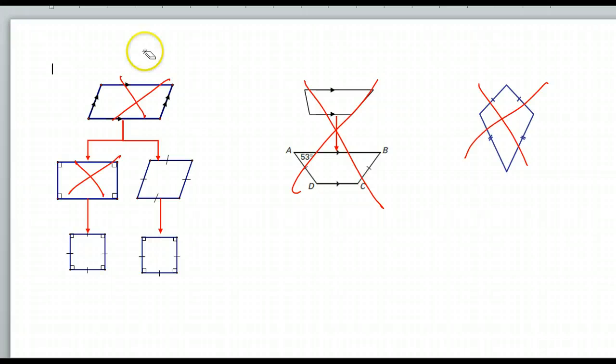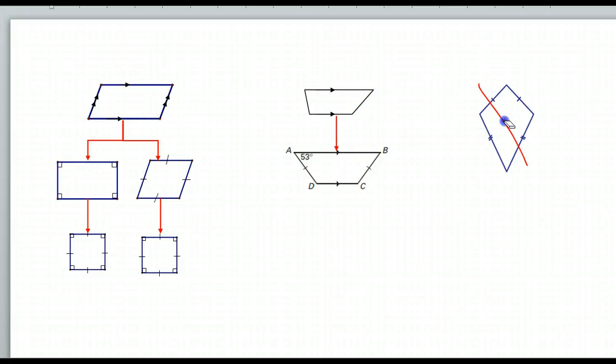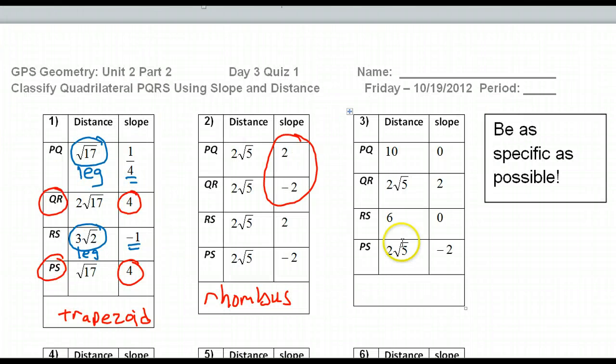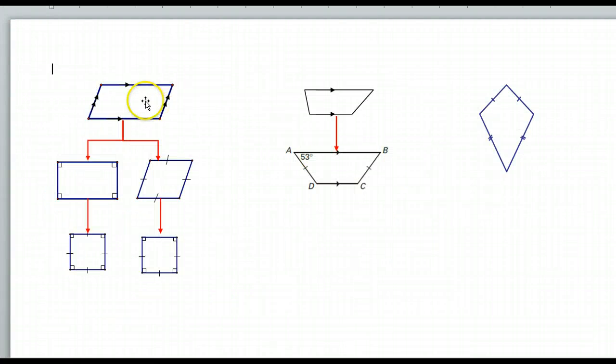Okay, let's reset. Alright, number 3. Look at this mess, man. Once again, start with these 3 choices. Is it a parallelogram? Is it a trapezoid? Is it a kite? Start with parallelogram.